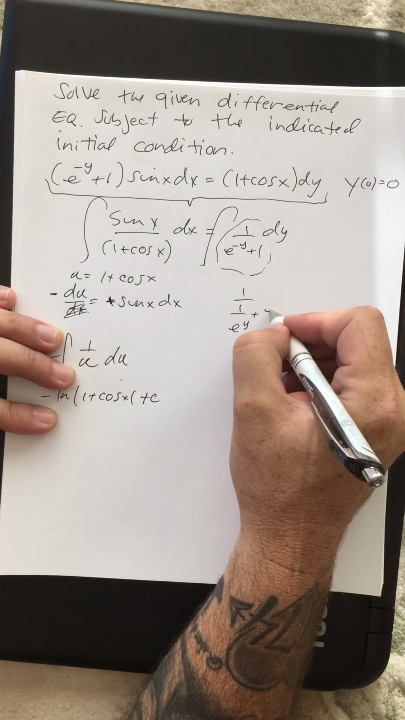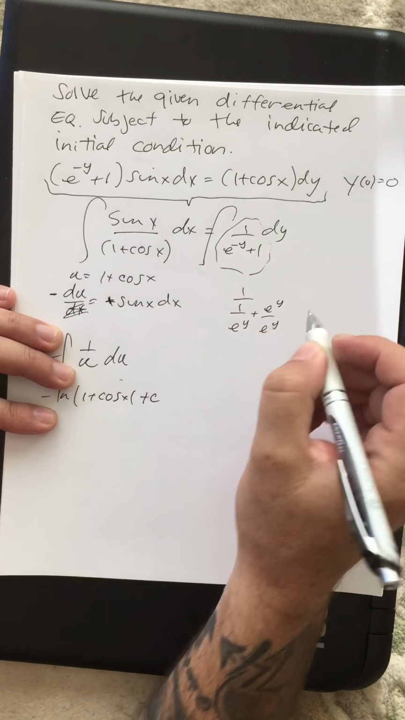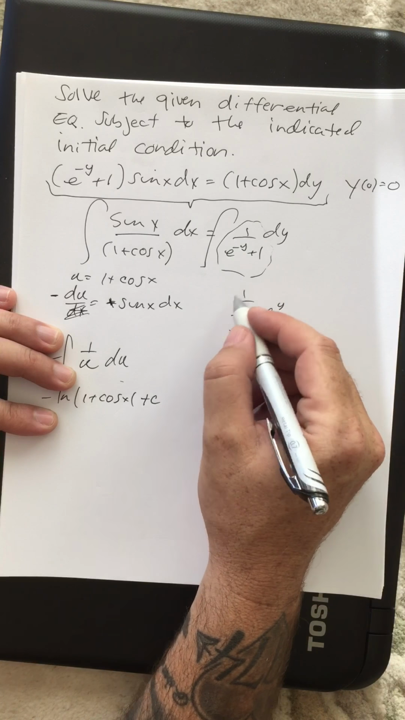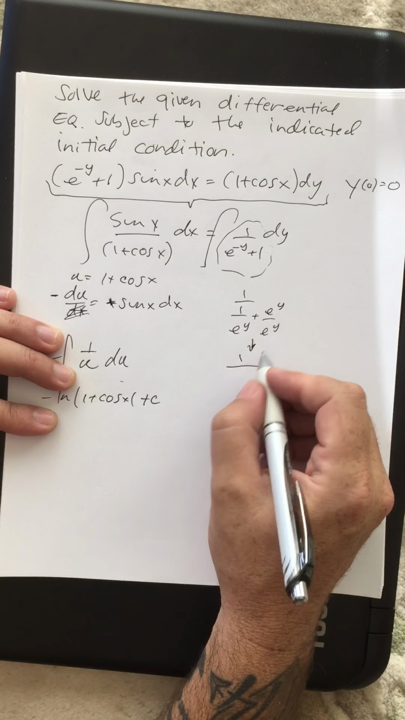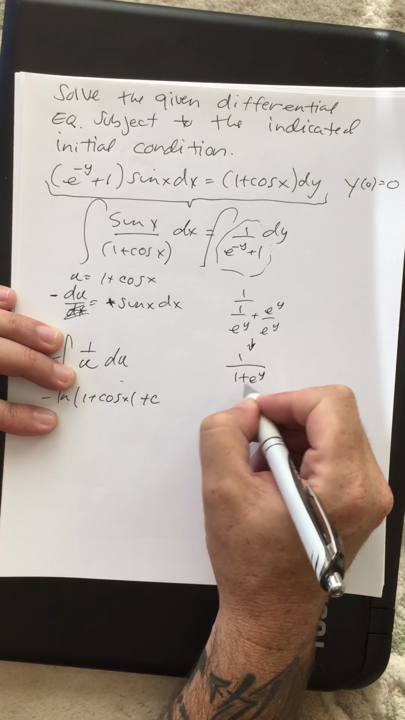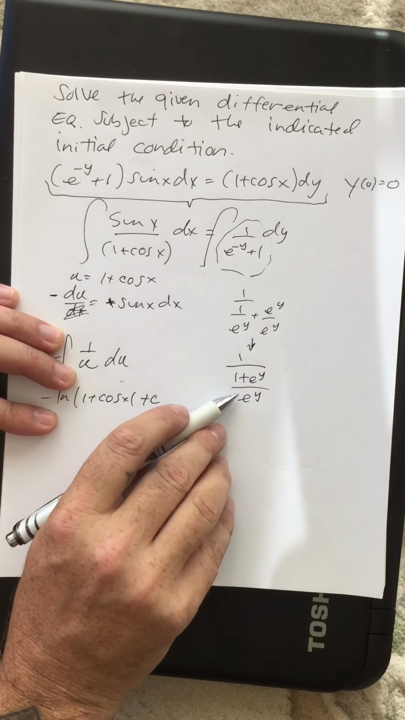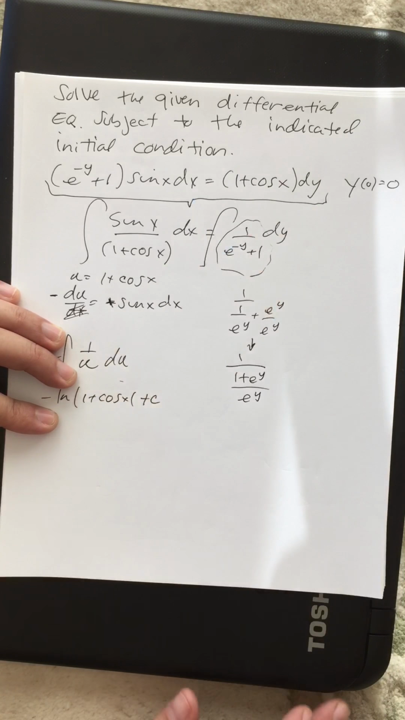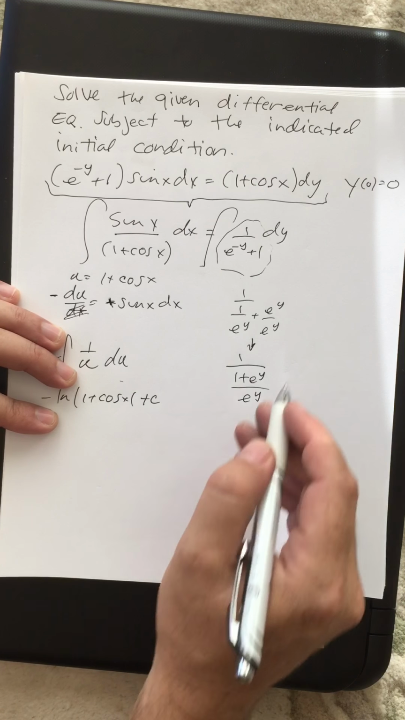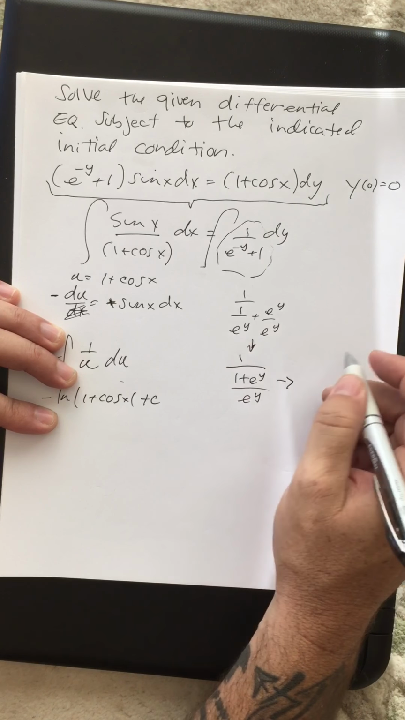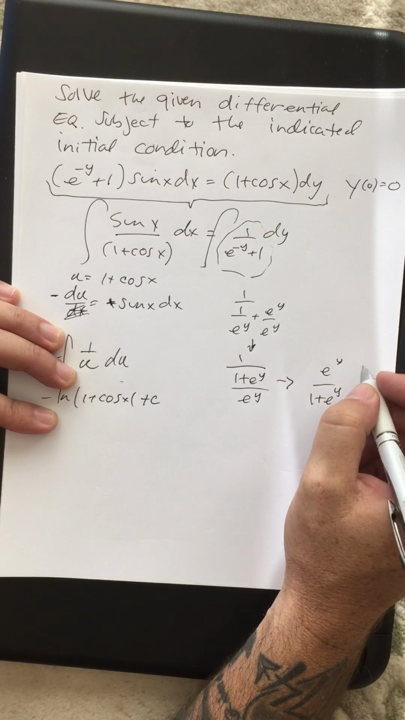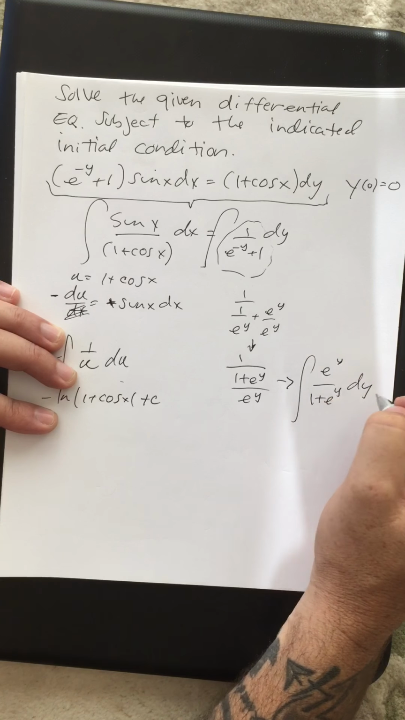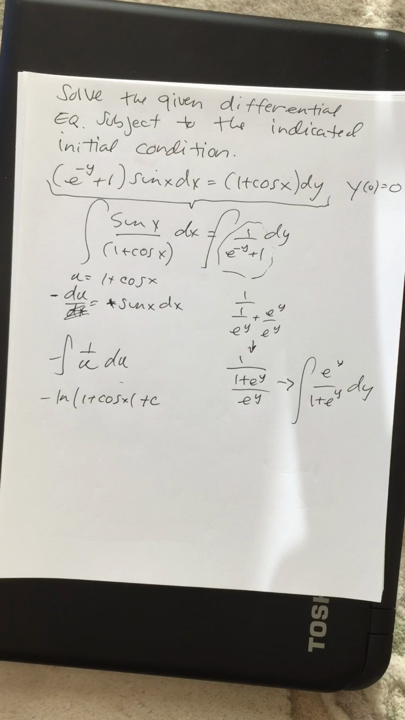You can write that as e to the y over e to the y. Now you can add these together, and to bring this down right here, you have 1 over 1 plus e to the y over e to the y. Now this is in the denominator. You can flip this, right? Now you can flip it. So this is going to be e to the y over 1 plus e to the y, dy. Now how about that? Does that look easier to integrate? See how I switched it around and changed it to that?